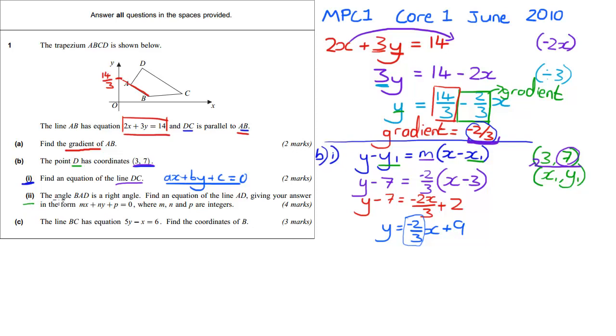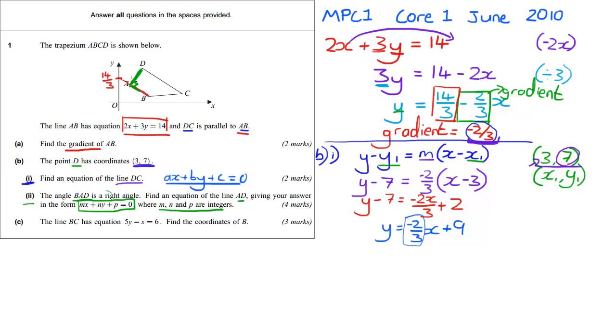Let's start with this angle BAD. So this one here, this angle A in green there, that is a right angle. So let's put a little square on it. That is a right angle. So find the equation of the line AD. So we're now going up this bold line up here, giving your answer in the form, see, there you go, in the form. So that's the form that they want it in, where all of these are integers. So they don't want any fractions, is what they're saying there. So we can do that.